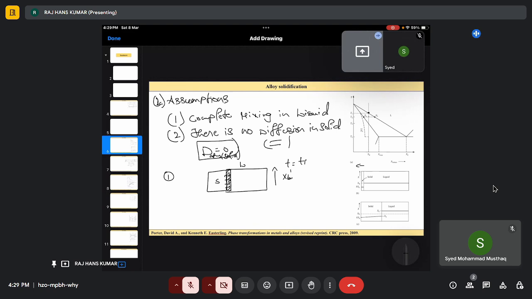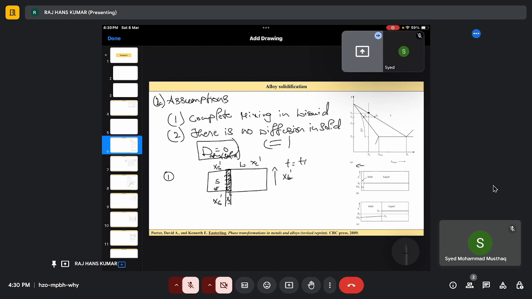But keep in mind that before the solidification of this part, the liquid has, let's say, a concentration of XL1, and the solid has a concentration of XS1. Now the liquid concentration has increased because of this solid. This part has more concentration of B atoms than solid. So when this part gets solidified, it has concentration XS2 more than XS1.